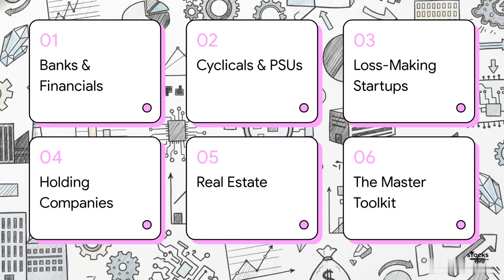We're going to build you a custom framework for these complex sectors. Here's our agenda for today. We'll start with banks and financial firms, then move on to cyclicals and PSUs. After that, we'll tackle loss-making startups, holding companies, real estate, and asset-heavy businesses before wrapping it all up with your master toolkit.